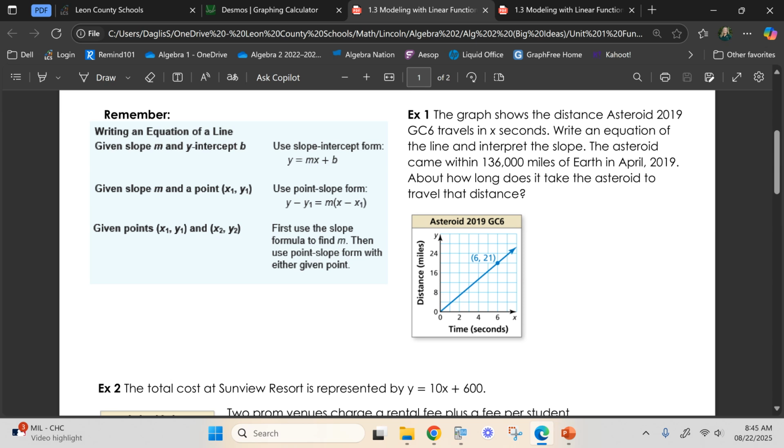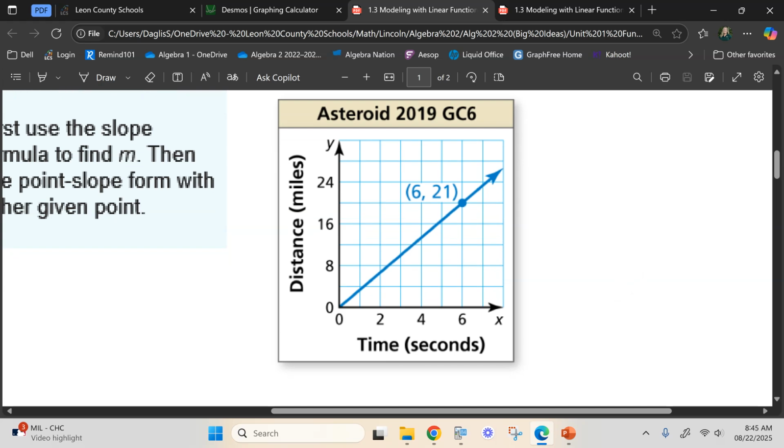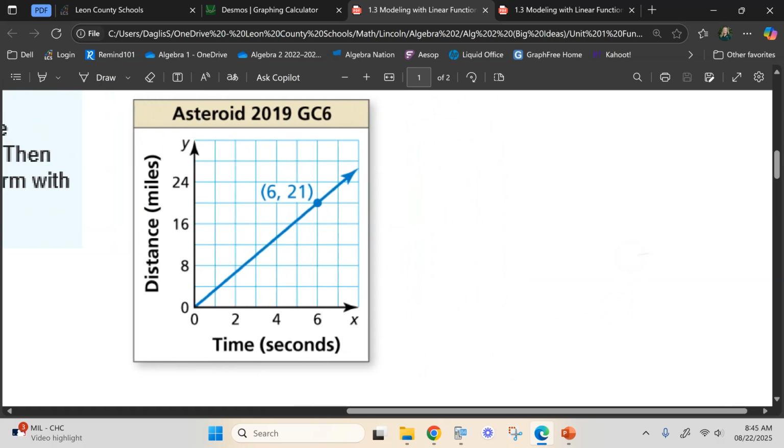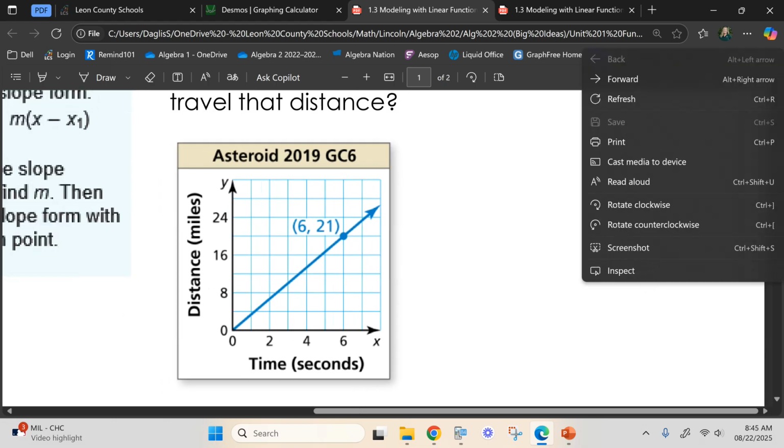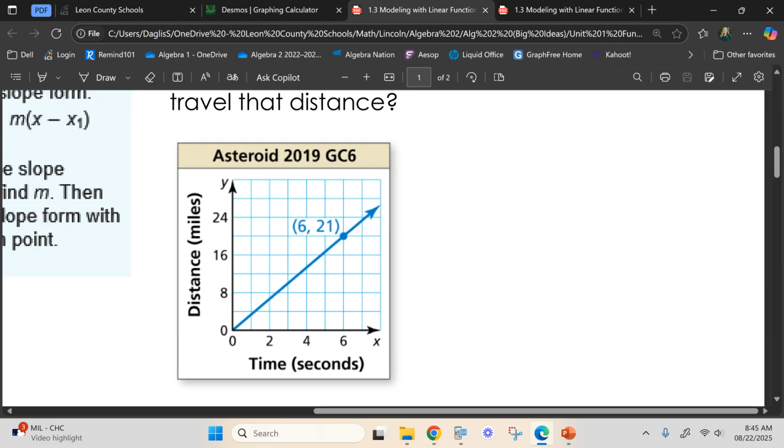So looking at the graph they gave me, what information is on that graph? I see the point 6 and 21. The time that it took. How many miles? So what could I use to write an equation? But I need something else. I can't just use a point. Do you see slope? You do? What's slope? What is it? I can't see it. You can see it?